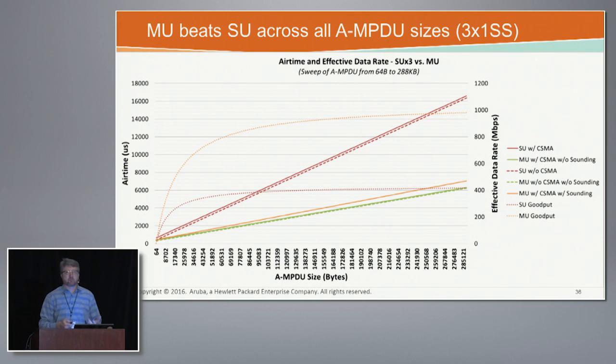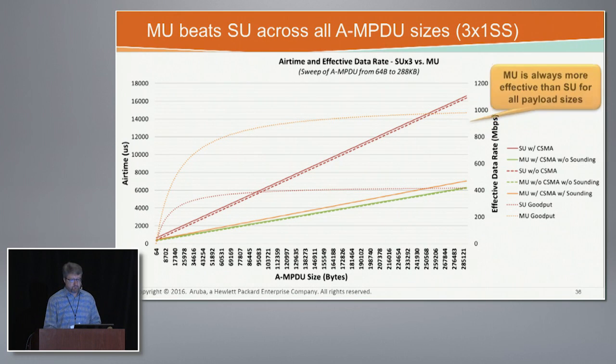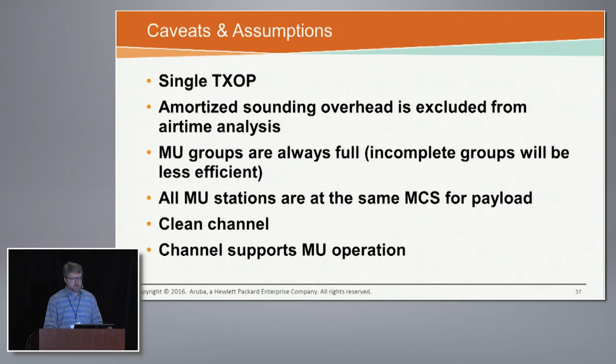Basically, the takeaway from this slide is there is no frame size for which MU is not more efficient. Said differently, SU will always take more airtime than MU, regardless of the packet size. And the bigger the packet size, the bigger the payload you're trying to get across, the more efficient MU will be. So, single TX op, we're assuming the groups are full, clean channel, and so on. These are idealized, but again, just to help you understand.